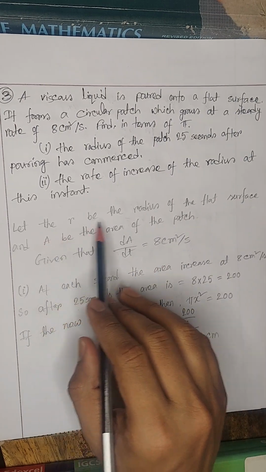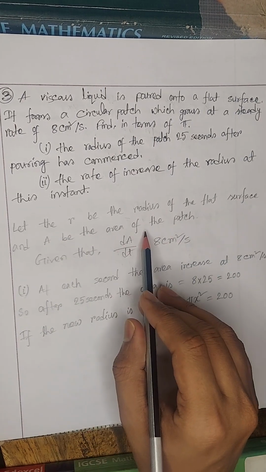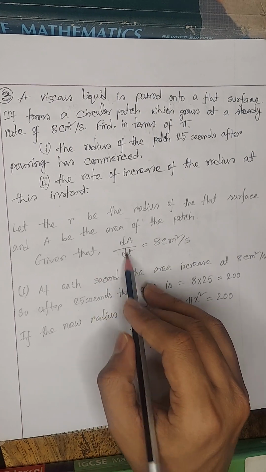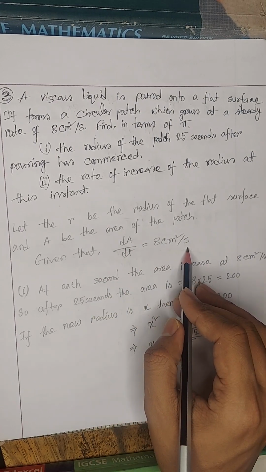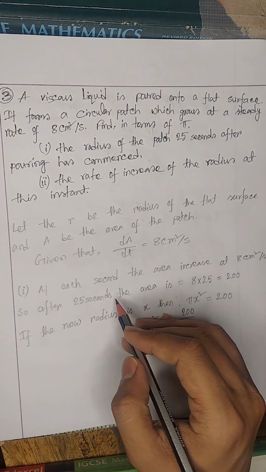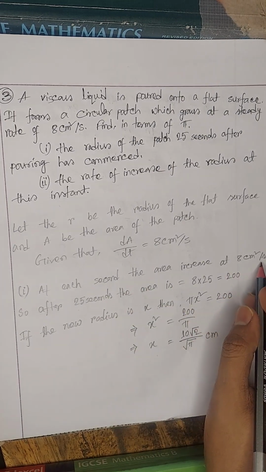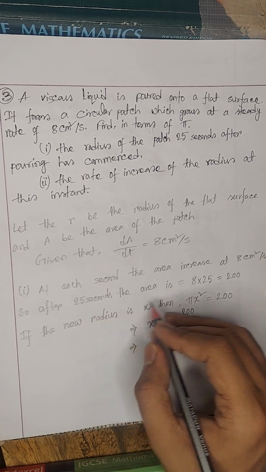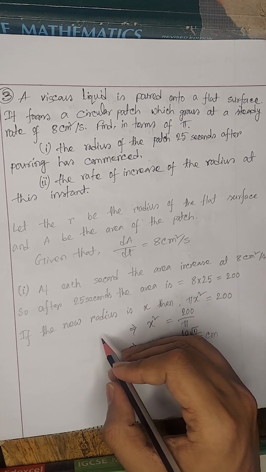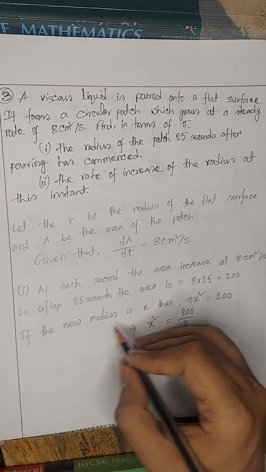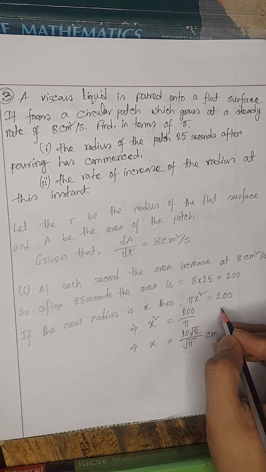Now if r be the radius of the patch and A be the area of the patch, then we know dA by dt is 8 centimeter square per second according to the question. And since at each second the area increases at 8 centimeter square per second, after 25 seconds the area is 200. So if the new radius is x, then pi x square is 200.